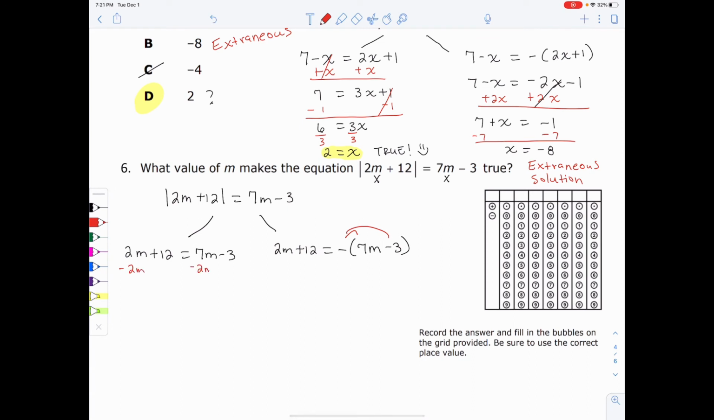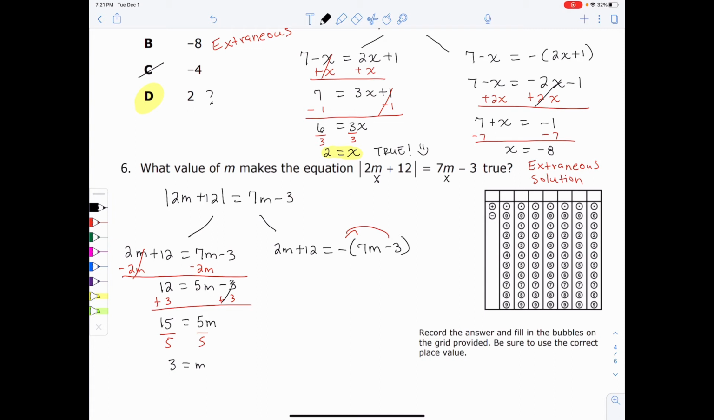Subtract 2m on both sides. I always move the smallest m, like I said earlier, so that it keeps the variable positive. So that's going to give me 12 equals 5m minus 3. Add 3 on both sides. So that'll be 15 equals 5m. So divide by 5. And 15 divided by 5 is 3. So 3 equals m.